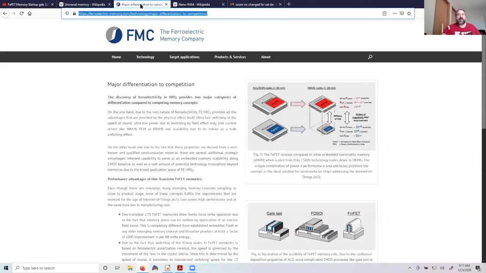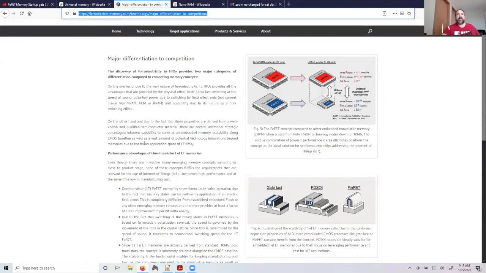So this company is called the Ferroelectric Memory Company. It's a spin out from a European research facility, IMEC, I believe it is. Yeah, it's big in Belgium. They basically retain the rights and they want to commercialize this technology. And the technology, the time is ripe for this kind of thing.